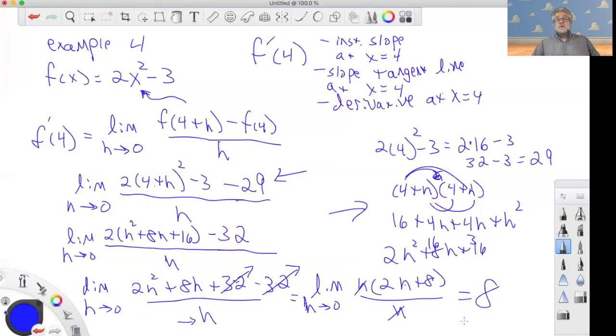Oh, here it is. This is the slope. This is the instantaneous slope of this function at x equals 4. This is the slope of the tangent line for this function at x equals 4. This is the derivative evaluated at x equals 4. So I could say f prime of 4 equals 8. And that's it. This is the process.